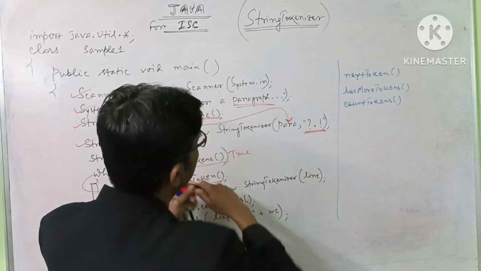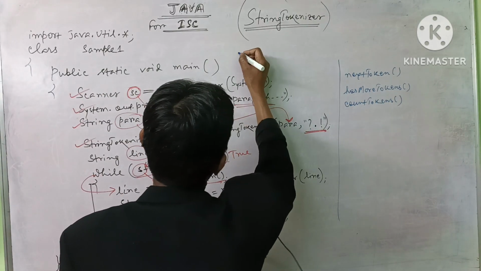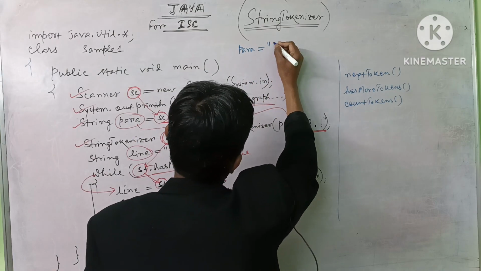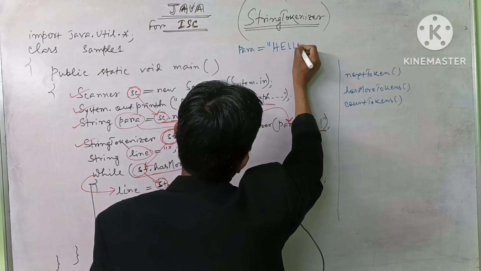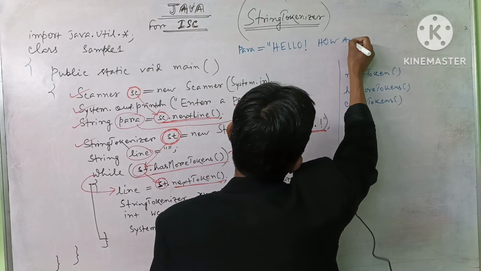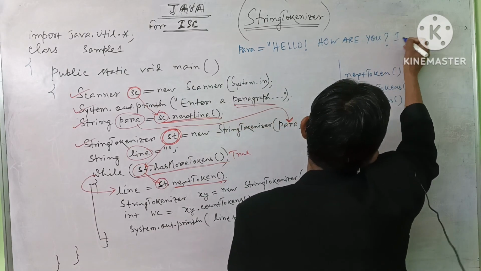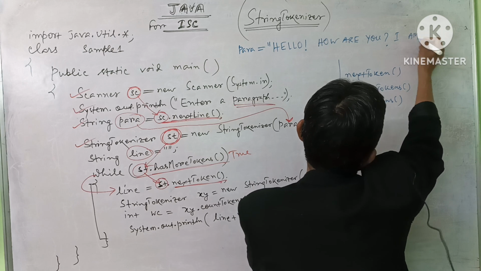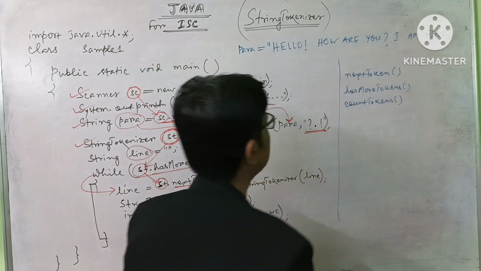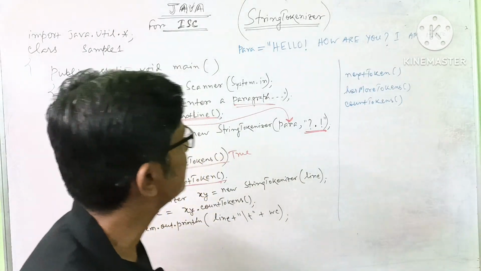Suppose my sentence is, I am writing a sentence. You check what is my sentence. Suppose I have written a paragraph equal to: Hello, hello, hello! How are you? I am fine. So this one I want to write as a paragraph. A paragraph means multiple sentences, so I have given multiple sentences.